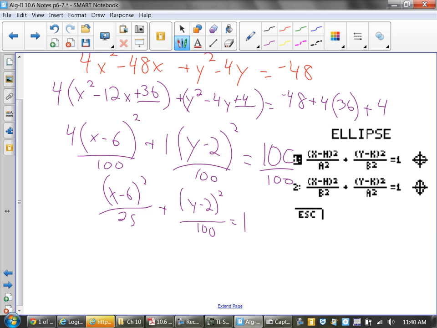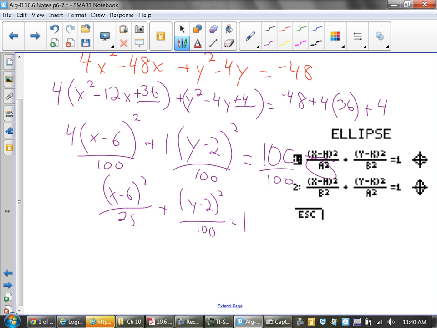With the ellipse, what's the rule with the a squareds and the b squareds? Whichever one's bigger goes where? Yes, yes. Whichever one's bigger is the a squared. Okay? So a squared in this case is going to be the 100.